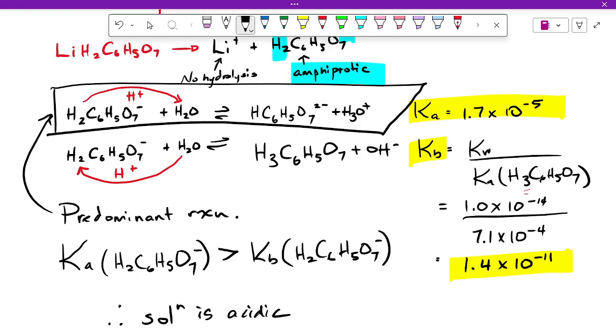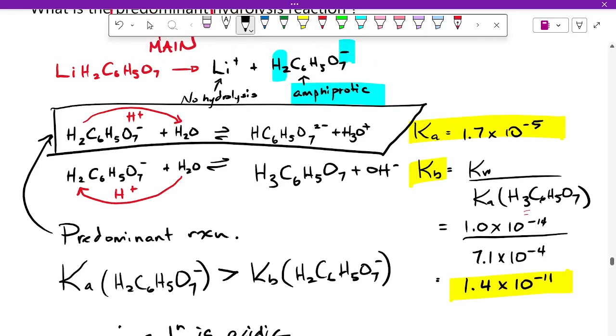Okay, did you guys get what I got? Did you notice that H2C6H5O7 was amphiprotic? Whenever you have an anion, always check to see if it's amphiprotic. If it is, you need to compare its Ka and its Kb.